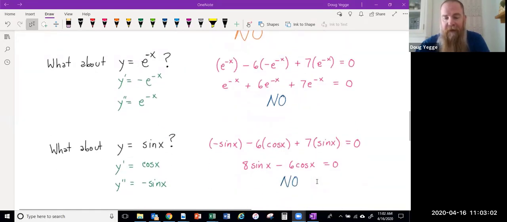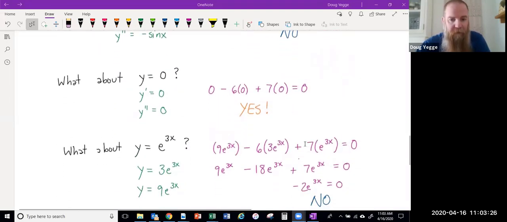So then you go to y equals sine x. Well, you might notice why sine x definitely isn't going to work. Because the function is sine, the second derivative is sine, but the first derivative is cosine, and there's no way to combine those sines and cosines together to somehow equal 0. So sine x definitely is not one of the solutions.